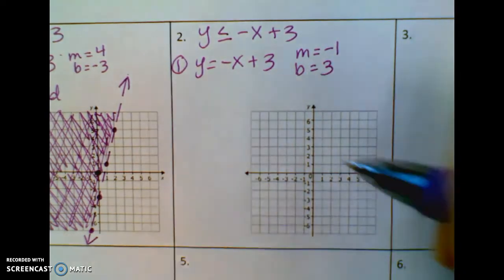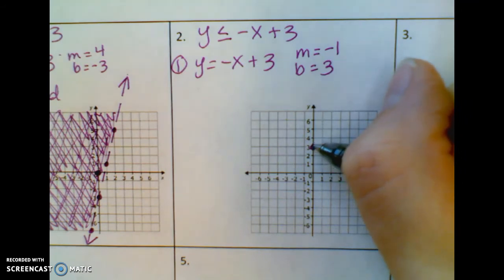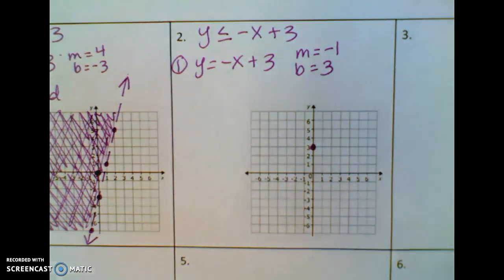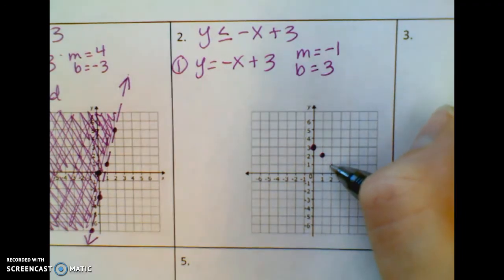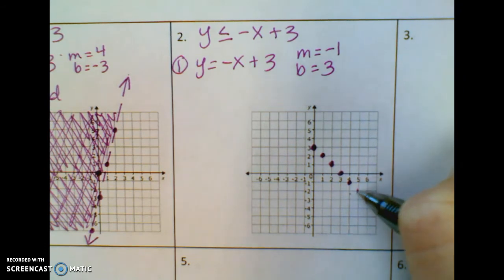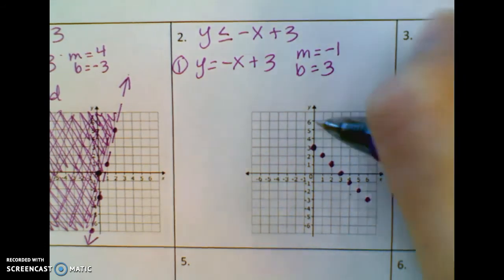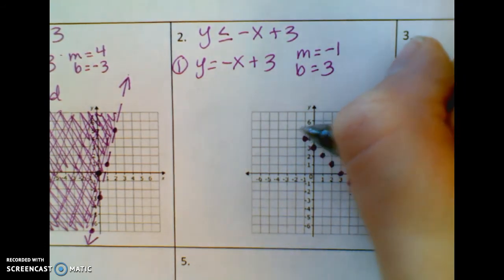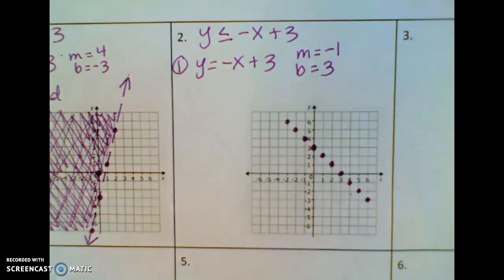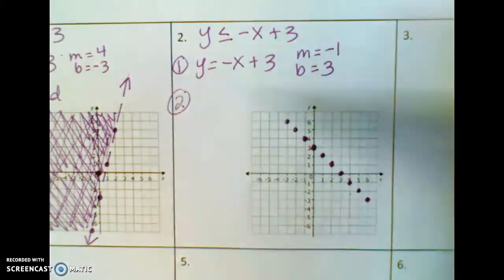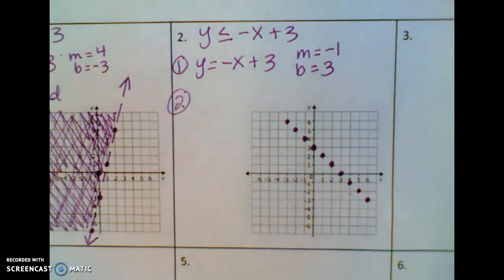So go to positive 3 on the y-axis. That's here. Slope of negative 1 tells us we're going to go down 1, over 1, down 1, over 1, down 1, over 1, and continue that process. We can also go up 1, left 1, up 1, left 1, etc. All right, we have our dots. Step number 2 says, what kind of line are we going to have? Is it going to be dotted or solid?